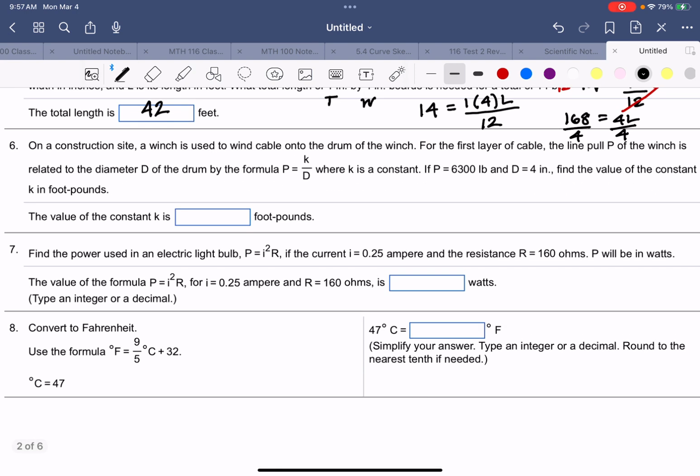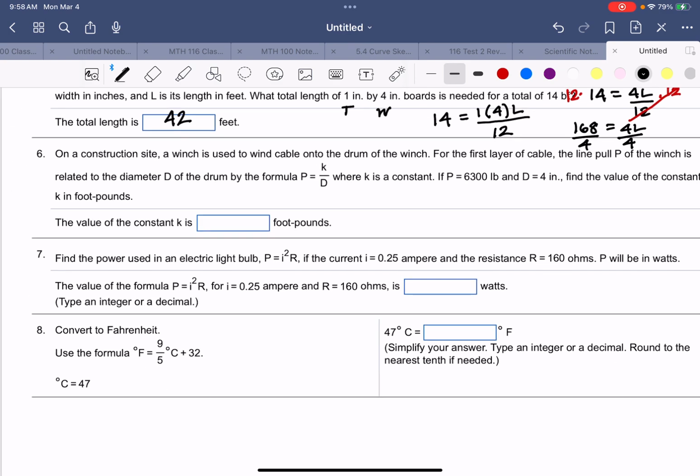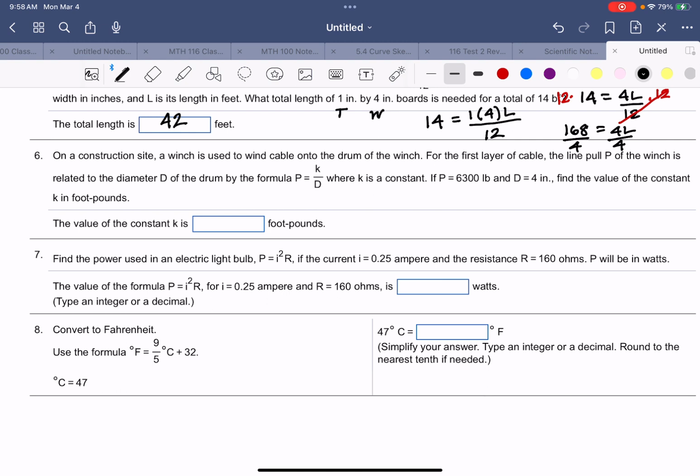Example 6. On a construction site, a winch is used to wind cable onto the drum of a winch. For the first layer of cable, the line pull P of the winch is related to the diameter of the drum by the formula P equals K divided by D, where K is a constant. So look, this time they give us P is 6,300, so that's got to go in on the left. K is what we're trying to find, and they give us a diameter of 4.